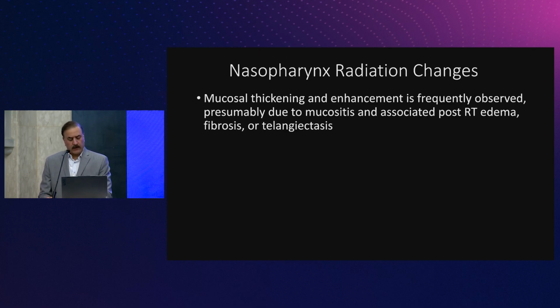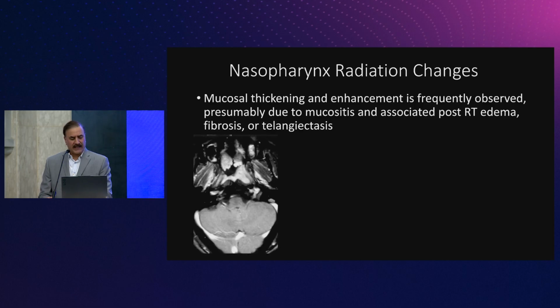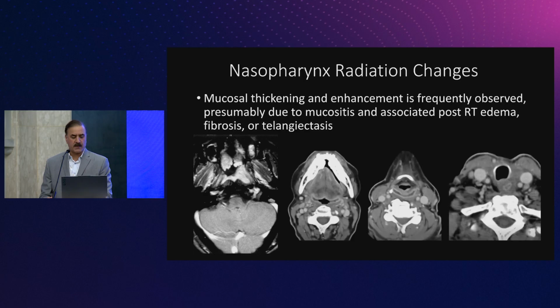So we talked about mucosal thickening that happens, or mucositis. So here is the nasopharyngeal cancer. This patient was treated, and you can see the enhancement of the mucosa up and down depending upon what was included in the field of the radiation therapy. So it's very common to see that. And really, this is a combination of edema, fibrosis, and telangiectasia that happens in the mucous membrane.